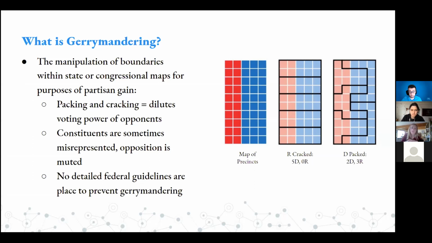And because of this, constituents are sometimes misrepresented and the opposition is muted. And there aren't any federal guidelines in place to prevent gerrymandering. So each state can do this differently. Some are better than others based on what laws they have written for how the state should be districted.